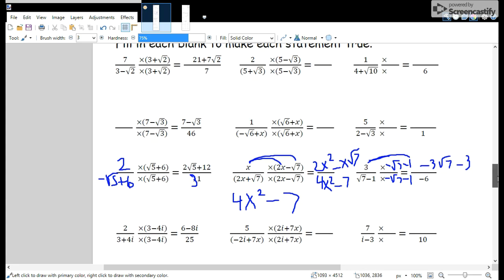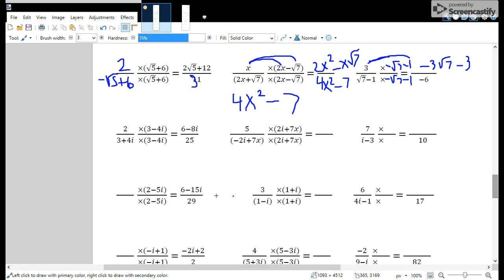And let's do the next one, this one. The conjugate of 2 minus 5i is going to be 2 plus 5i. 2 times 3 is 6. And 3 times negative 5i is negative 15i. Okay, let's look at the next one. 3 times 1 is 3. 3 times i is 3i.